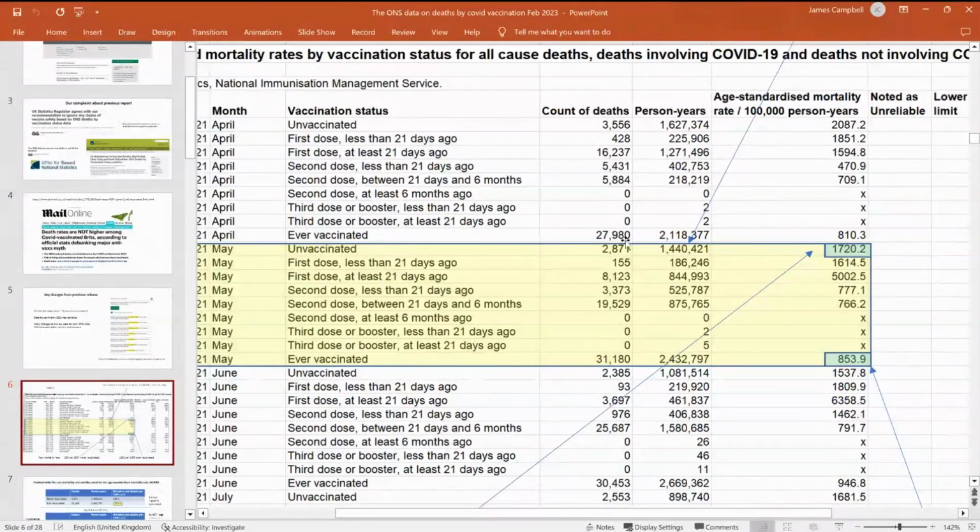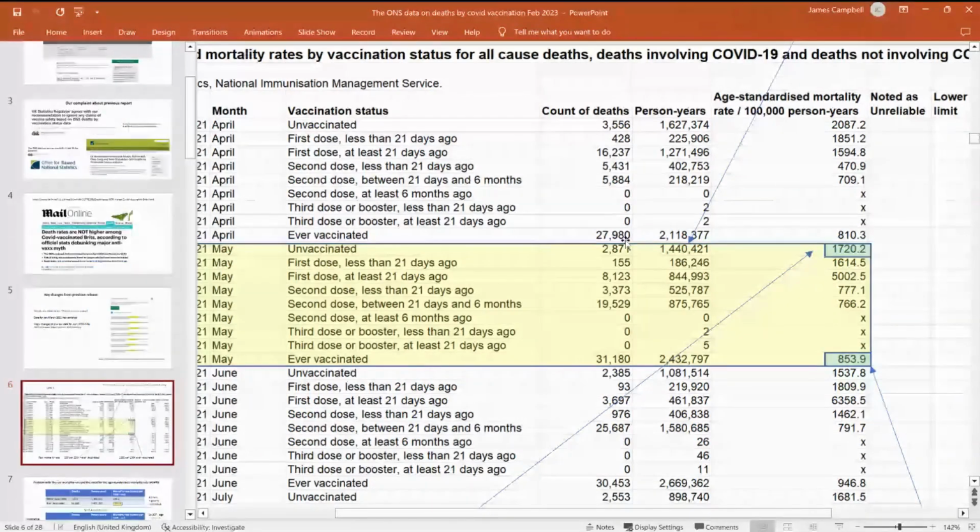And you have to do it, I guess, because you're doing it at the monthly level. That's another reason why you have to do it in these person years. Anyway, so in May, the unvaccinated had 2,871 deaths, and there were 1.4 million person years unvaccinated. Whereas if you look at the ever vaccinated, there were 31,180 deaths, and just 2.4 million person years.